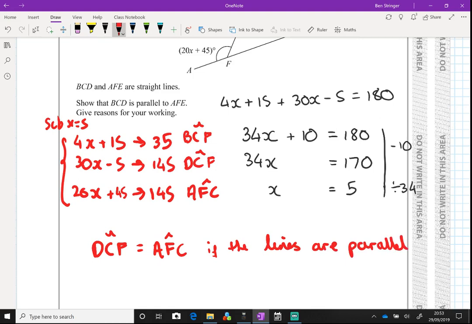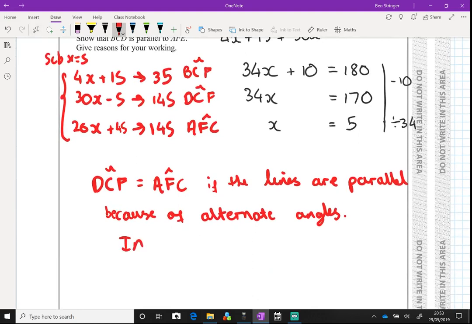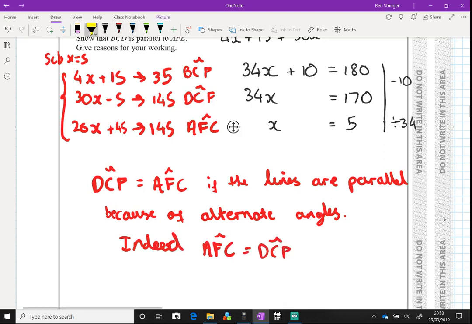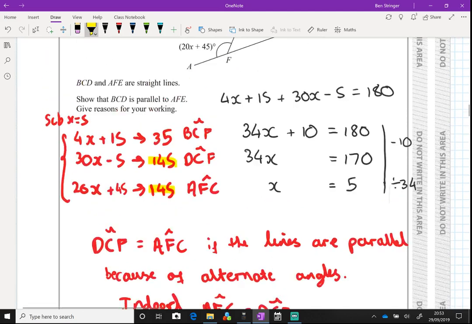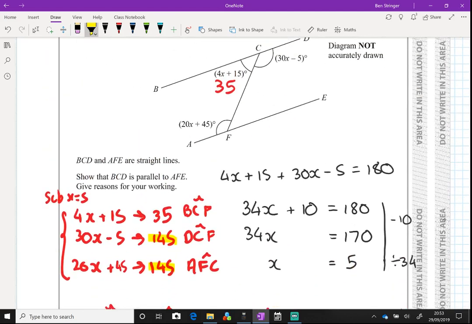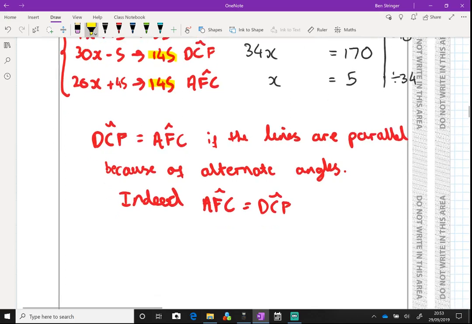If the lines are parallel, because of alternate angles, indeed, this is true. Indeed, AFC is equal to DCF. As you can see, they're both 145 here. Or you could say, alternatively, AFC and BCF, these two angles add up to make 180 degrees because of co-interior angles. BCF and AFC, they would add up to make 180. So up to you, whichever one you use there.